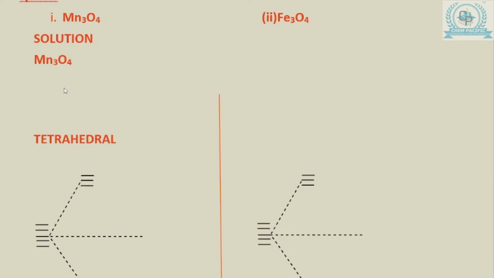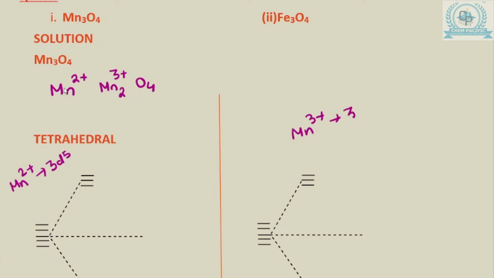So let's solve this. If I rearrange it, it becomes Mn, which has the oxidation state +2, and then you'll have Mn2 with oxidation state +3, and then you have the O4. So this contains 2 Mn, one with oxidation state +2 and the other with oxidation state +3. Now what will we do? Mn2+ has the electronic configuration 3d5, and Mn3+ has the electronic configuration 3d4.